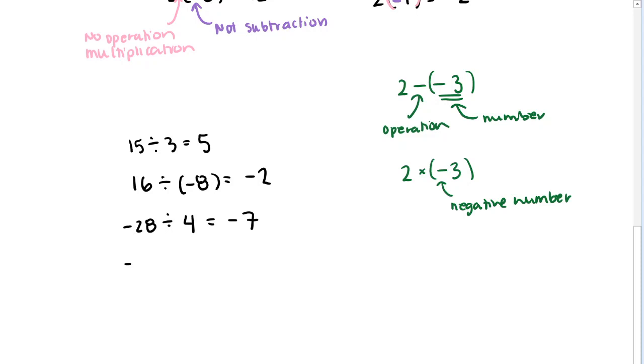And then lastly, if I take negative 36 and I divide by 9, well, here we get negative 4. 9 goes into 36 4 times. The signs differ, this is negative.